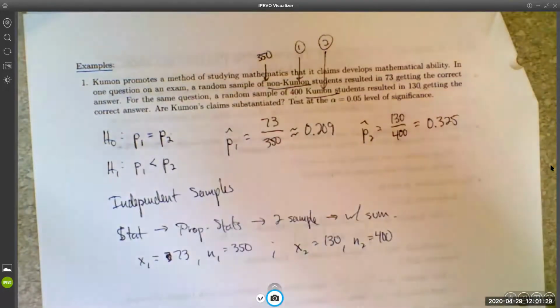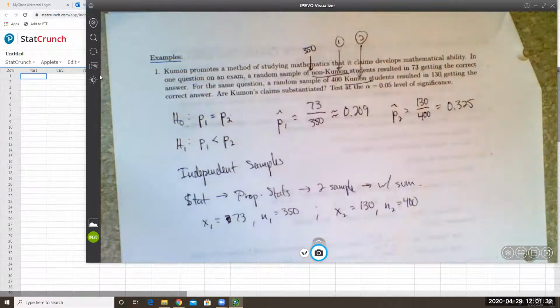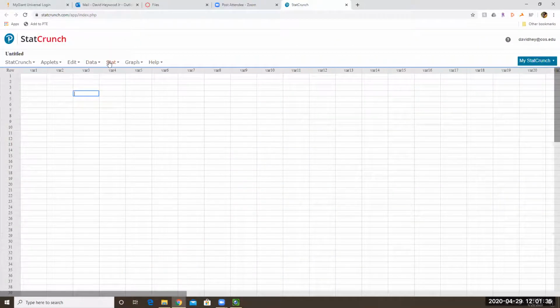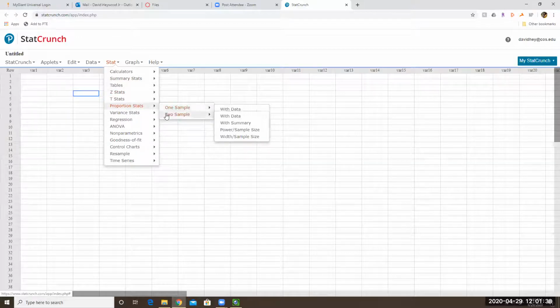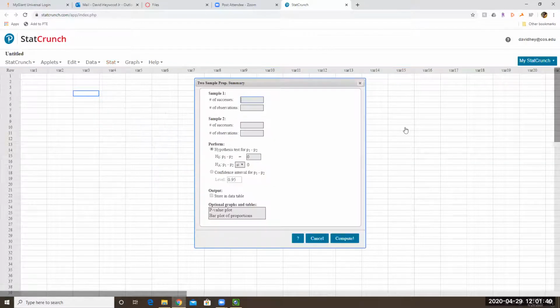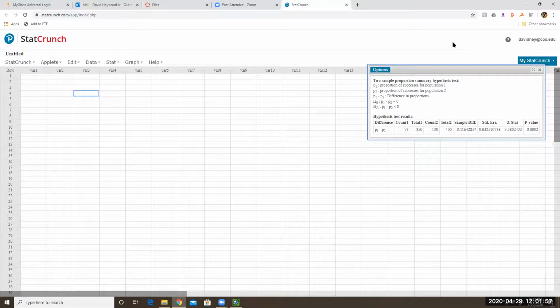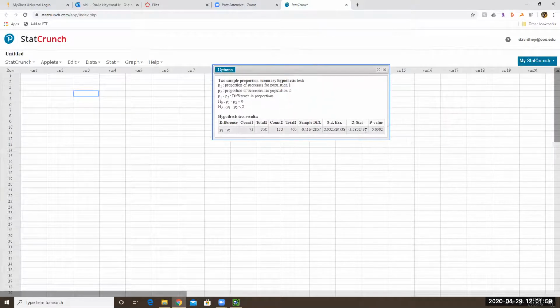Okay, so let's go to StatCrunch now. It's Stat, Proportion Stats, Two Sample, With Summary. 73 out of 350. And then we've got 130 out of 400. And we want to run a left-tailed test. So we hit Compute. And just like our intuition told us, we get a really small p-value. So we're definitely going to be rejecting the null hypothesis here.